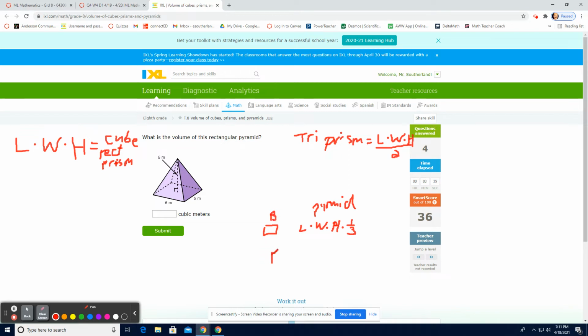If it has a triangle as the base, let's make sure we separate these two. With a triangle as a base, it will be length times width times height divided by 2 times 1/3.